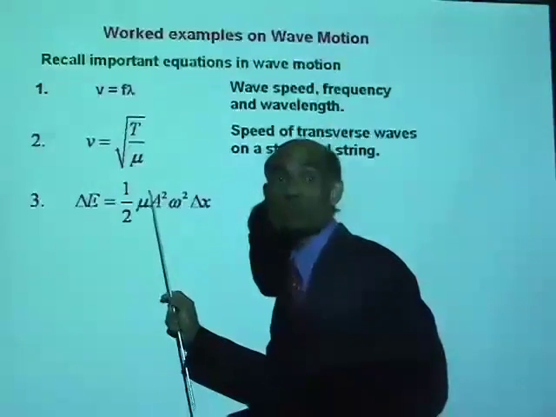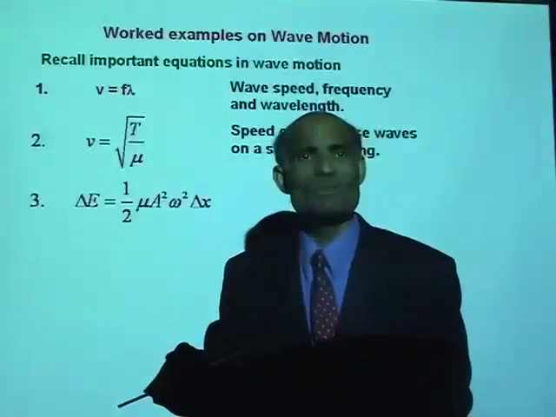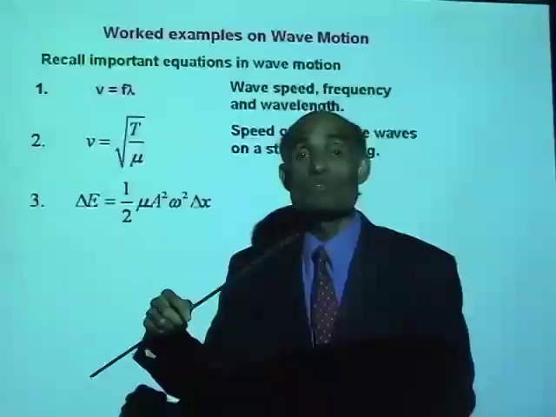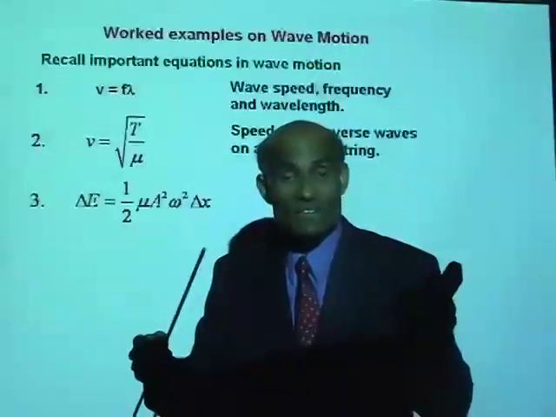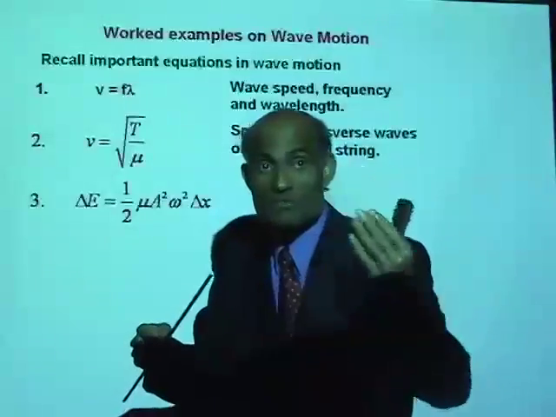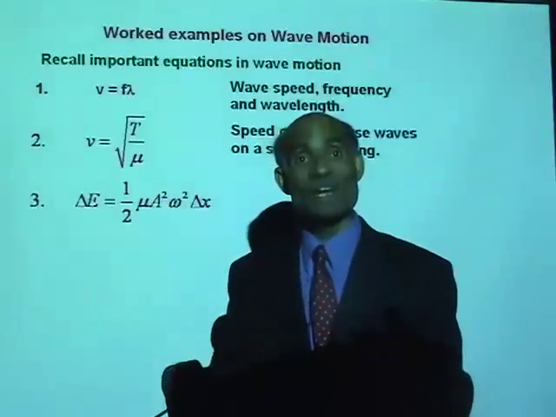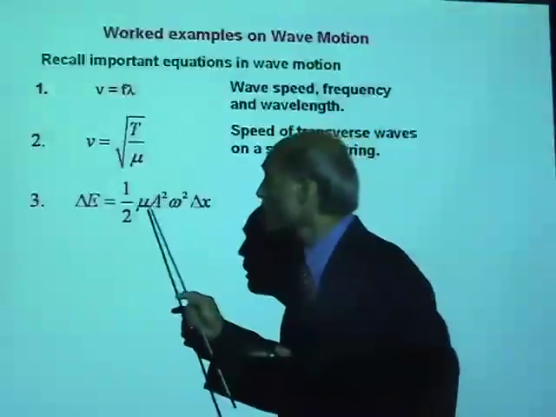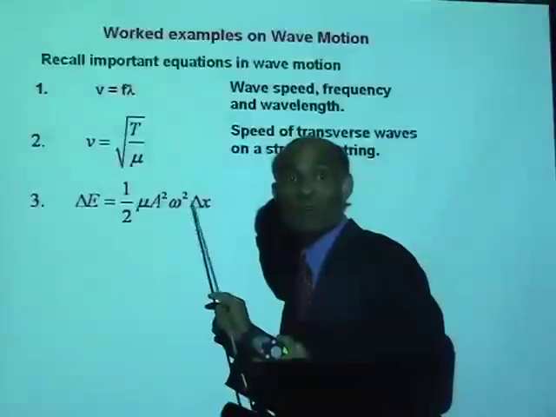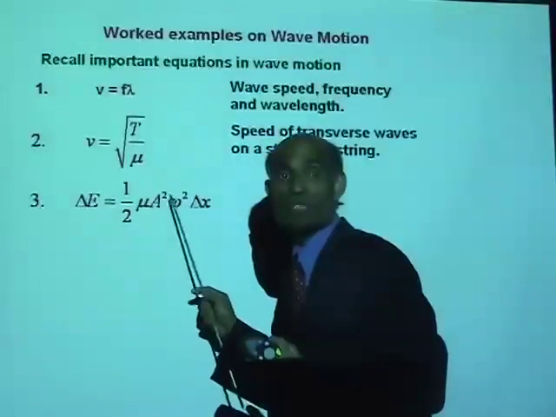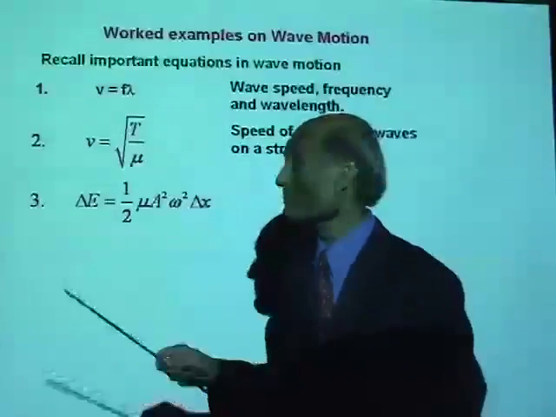Mu is the mass per unit length. Tell me, how do you find the mass per unit length? If you know the mass of the string and you know its length, total mass divided by the length will be mass per unit length. If you know the mass per unit length and the length of the string, you see, mu times delta x is the mass of the string.